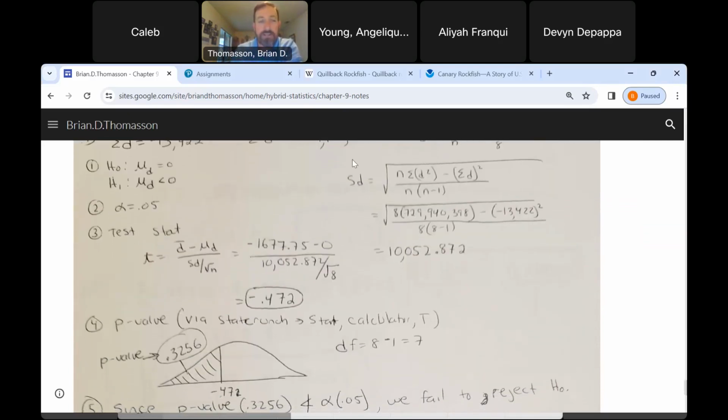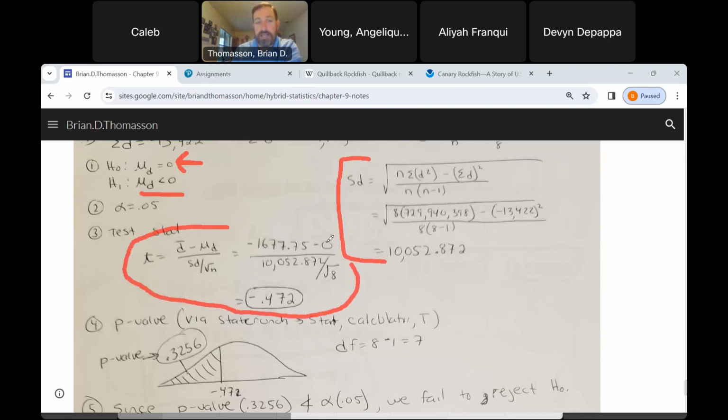So we have our H0 and H1. We assume that the difference between the number of words spoken by the males and females is no difference. And our claim is that the difference is less than 0, meaning that the males speak fewer words than the females. All this stuff is just done to find the test stat. We're going to have StatCrunch do that for us. And our test stat is negative 0.472.